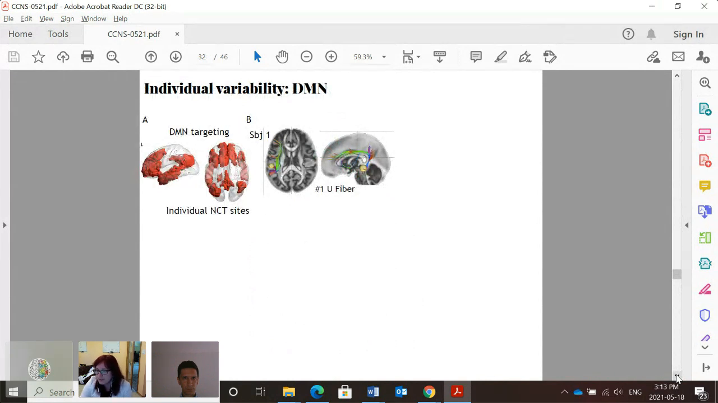So just a comment on individual variability. This is one particular subject, and in yellow is highlighted the node that comes out as predicted by network control theory to be the optimal one to stimulate to activate the default mode network, and highlighting the fibers that it predominantly travels along to do this. Next slide.